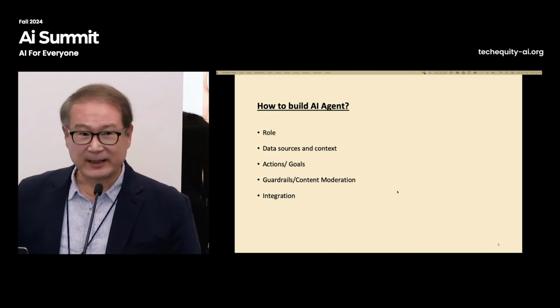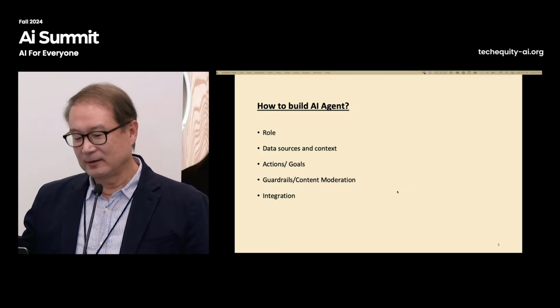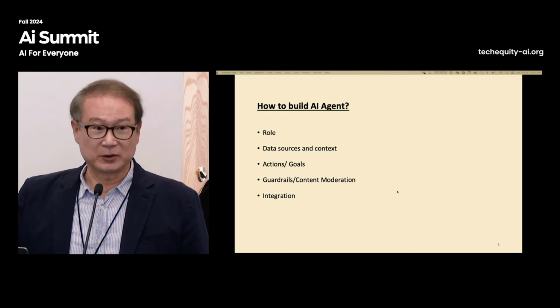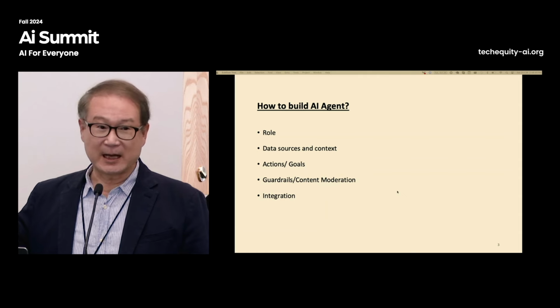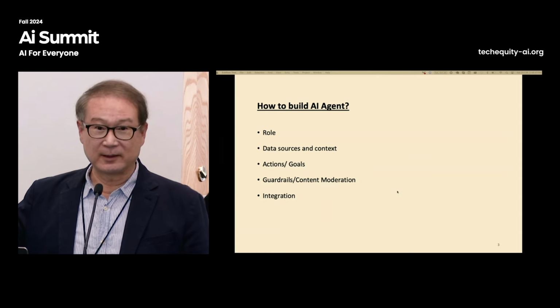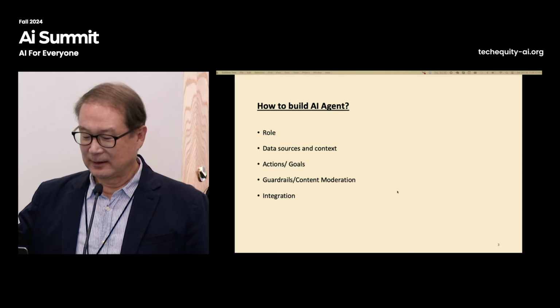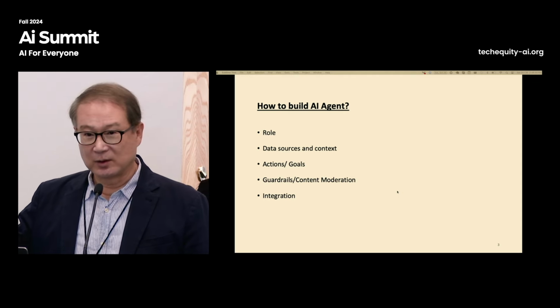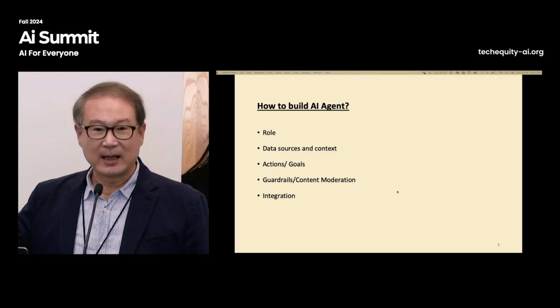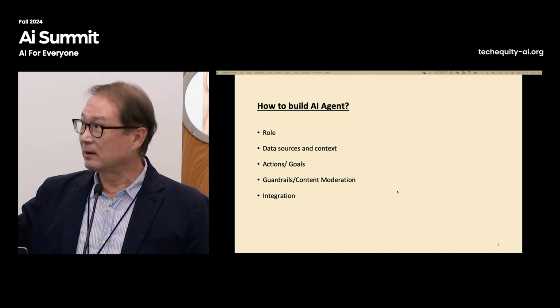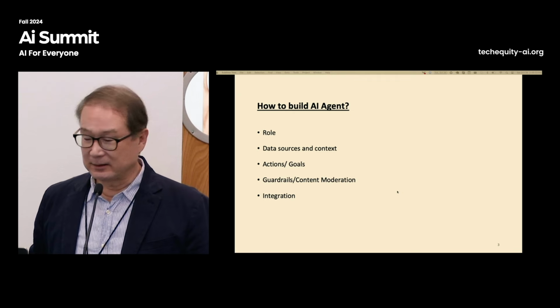To build an AI agent, you first need to define the role. What is the agent going to do? What are the data sources? What are all the documents you want to load into the agent so that it can service questions from customers? And what are the actions? What are the goals? What are the guidelines? And how do you integrate it into your software infrastructure? Those are the guidelines for how to build an AI agent.